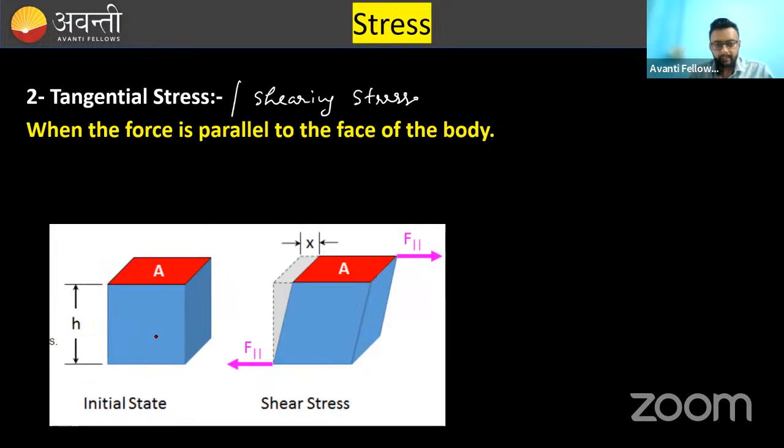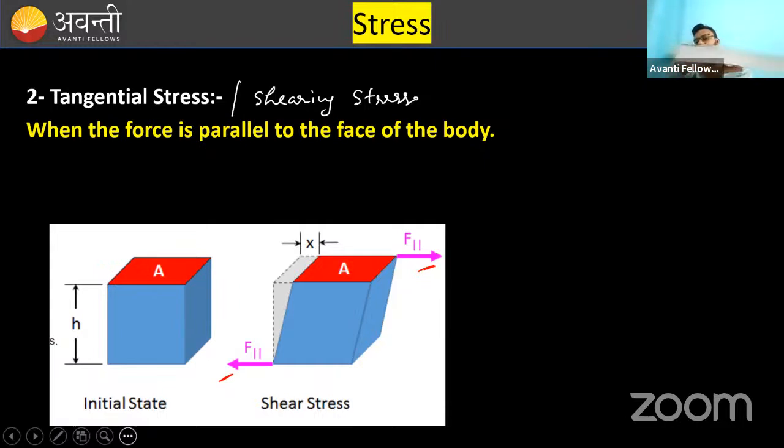This is a body, the original shape of the body, the initial state you can say, and we have applied a force F in this direction and F in this direction on opposite faces. Like this. You have a notebook, actually a book. What if you apply two forces, one in the forward direction, one in the reverse direction, like this? The shape of the body is changing.